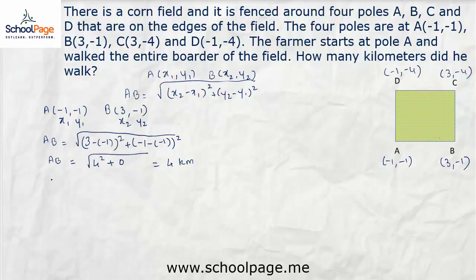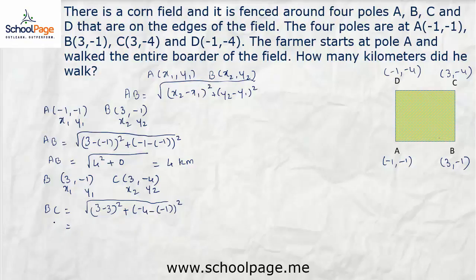Let us now find the distance BC. Let us write the coordinates of B as 3, -1 and C as 3, -4. Let us mark this as x1, y1, x2, y2. So BC equal to square root of (3 minus 3) the whole square plus (-4 minus of -1) the whole square, so BC equal to square root of 0 plus (-3) the whole square, which is equal to 3 kilometers.